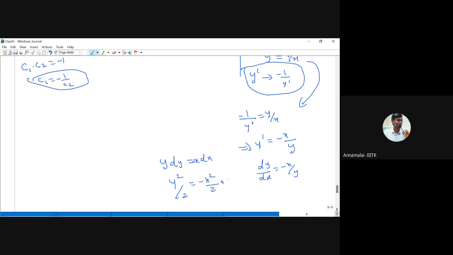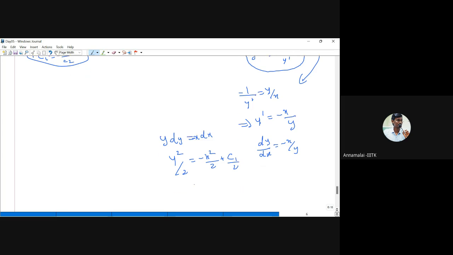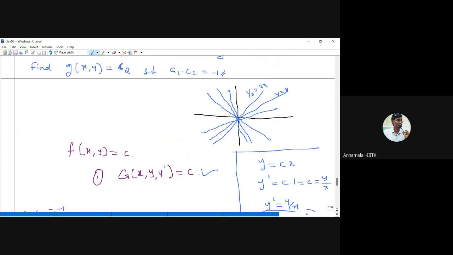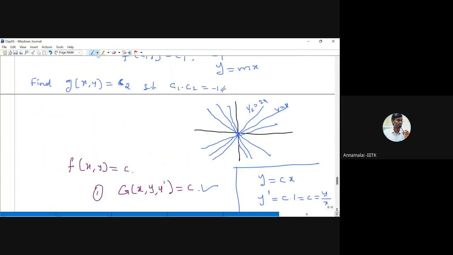We get some constant. You can take c by 2 or c1 by 2, anything. So just we can adjust these two. So just cross multiply or cancel this 2, we get the equation x square plus y square equal to some c or some c2. So this is our required function. So already we wrote lines, right? So orthogonal trajectories of this family of lines are a family of circles. If you vary the c value, we'll get a different circle. So the circles are orthogonal trajectories for the straight lines.